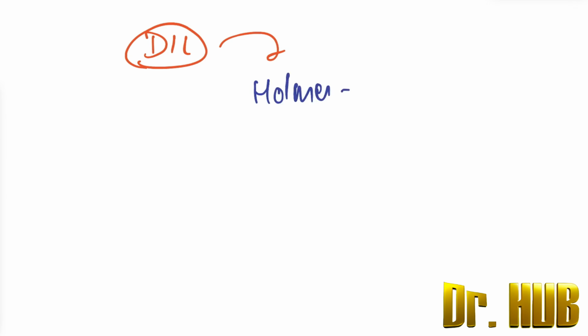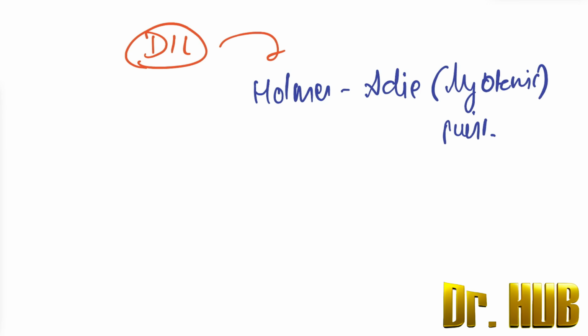Next, we look at the causes for the dilated pupil. So dilated pupil may be due to the HA pupil, that is the Holmes Adie's, that is myotonic pupil. Then comes the third nerve palsy. Then it may be due to the third nerve palsy.